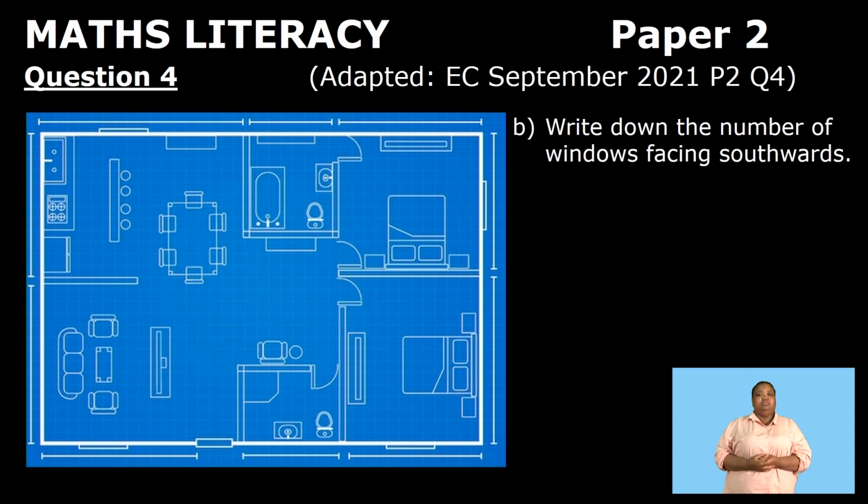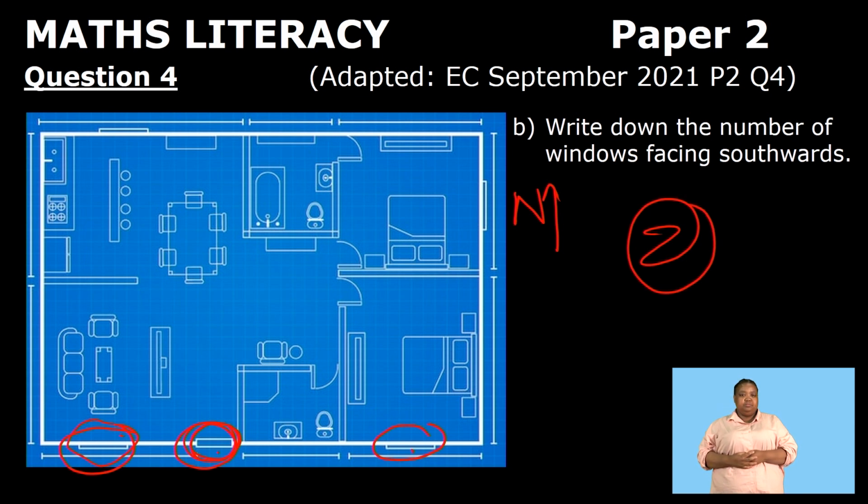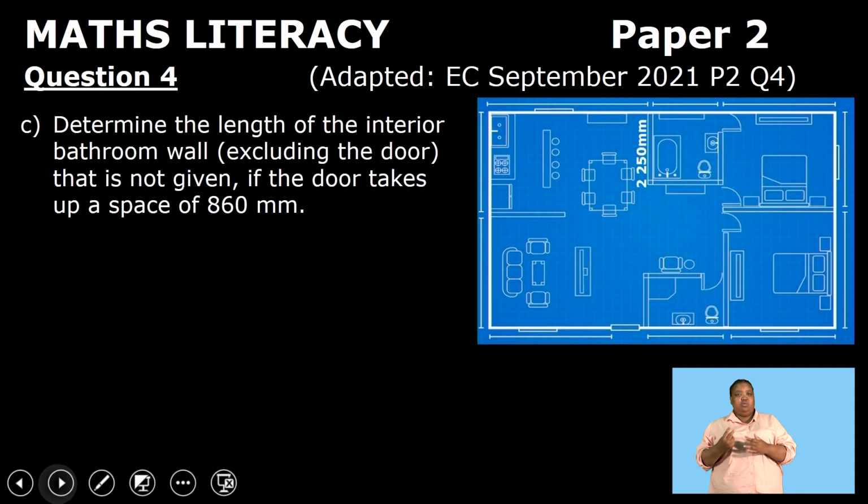Now remember, the moment there is no compass rose, the top of the page is always north. So facing south will be these. So it's going to be 1. That's a door. And then 2. It's a sliding door. You can see there's a difference between the way they show that and this. So therefore, there are 2 windows that are shown on the southern side.